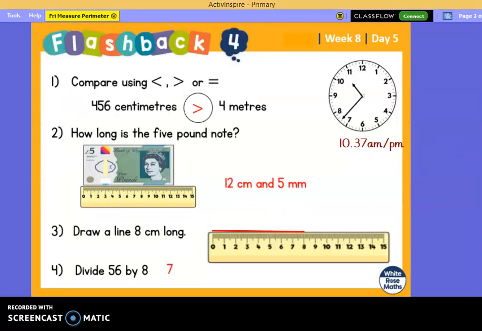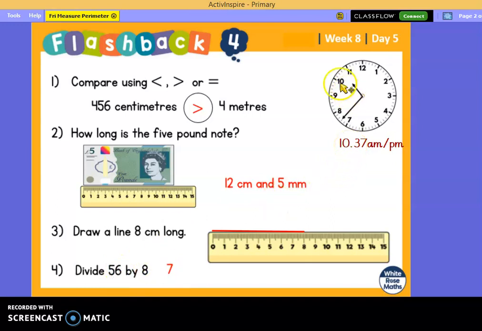Let's see how you did. So this is larger because that's 4 metres and 56 metres, which is more than 4 metres. The £5 note is 12 centimetres and 5 more millimetres long. A line that's 8 centimetres long starts at the 0 and ends at the 8 centimetres, so you can check if yours is correct. 56 divided by 8 is 7 because 8 times 7 is 56.